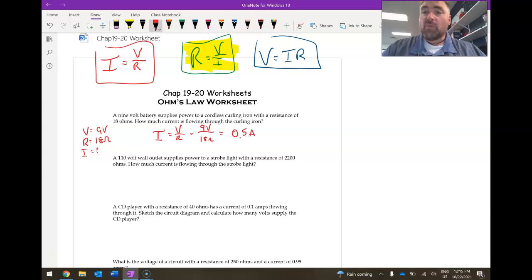Now, if you don't remember that the unit for current is amps, that's okay. You could have also put down 0.5 volts over ohms, and that would have been perfectly acceptable as well, because we took 9 volts and divided that by 18 ohms.